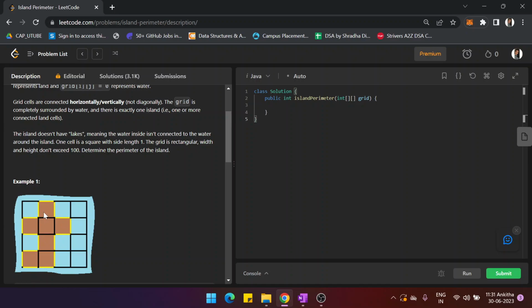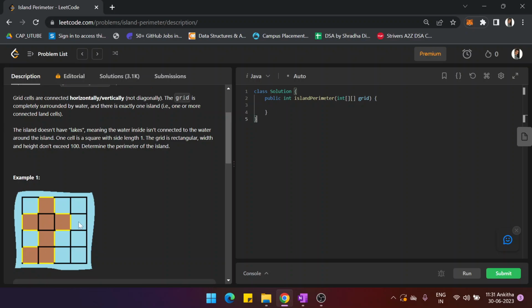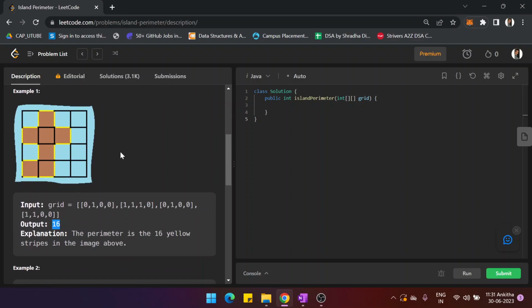So in this case, the perimeter will be 1, 2, 3, 4, 5, 6, 7, 8, 9, 10, 11, 12, 13, 14, 15, 16. So 16 is the perimeter of the island and it is returning 16. You could see 0, 1, 0, 0 in the first row, second column. Next, second row, all the first three columns are land. Then third row, second column is land. Fourth row, first two columns are land. So that is how it is represented.